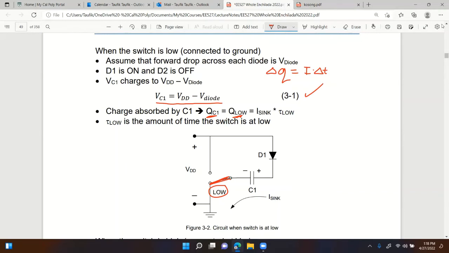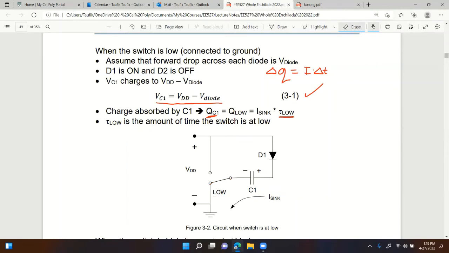So during the time when the switch is at low, the amount of charge is equal to the current right here, which we call I sync, times delta T. In this case, delta T I call tau low, the amount of time that the switch is in the low position, which should be 50%, half of the cycle. Make sense so far? I'm doing this slowly.